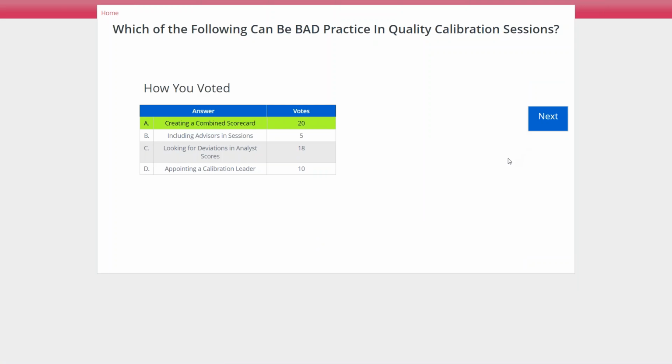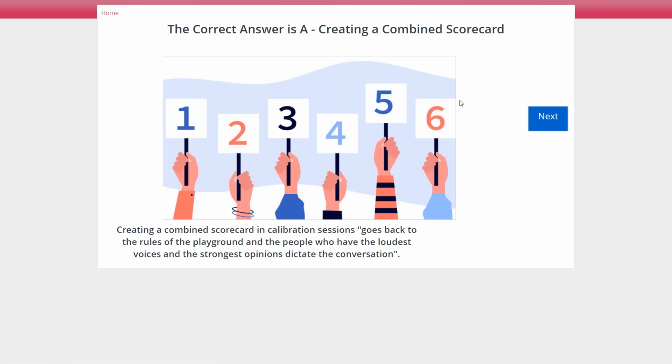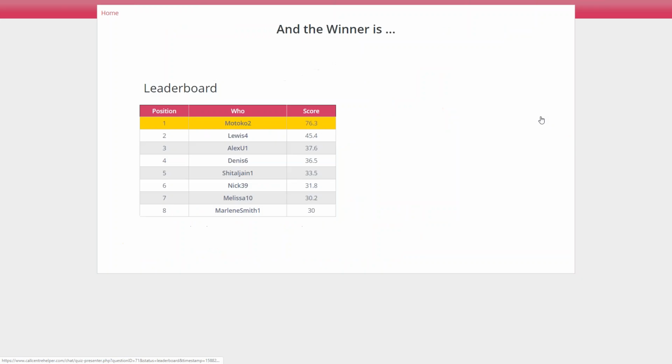Yep. So mixed bag, but the overriding one was creating a combined scorecard. Creating a combined scorecard in calibration sessions goes back to the rules of the playground. The people who have the loudest voices and the strongest opinions dictate the conversation. So that's why it's bad.